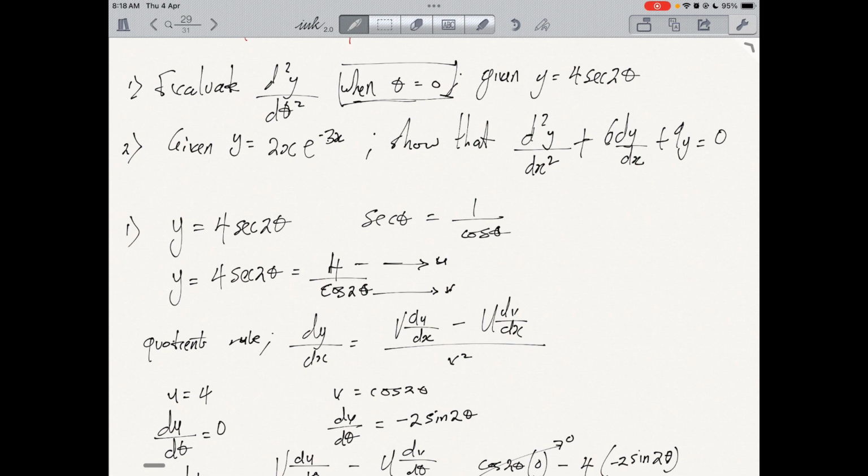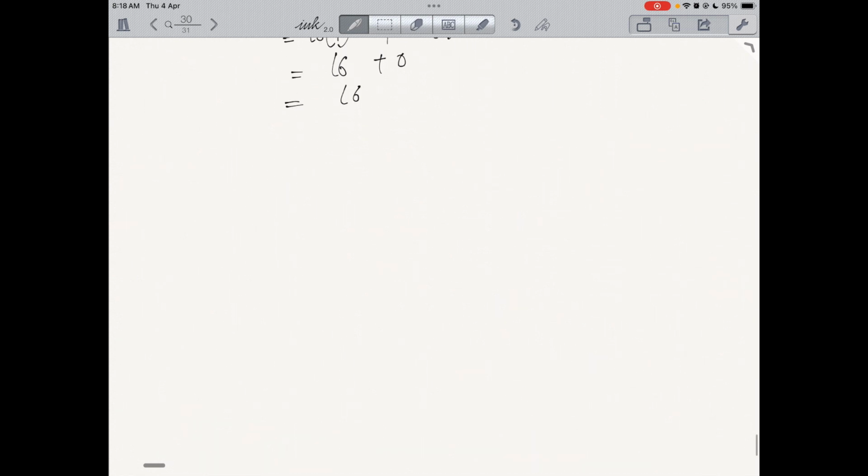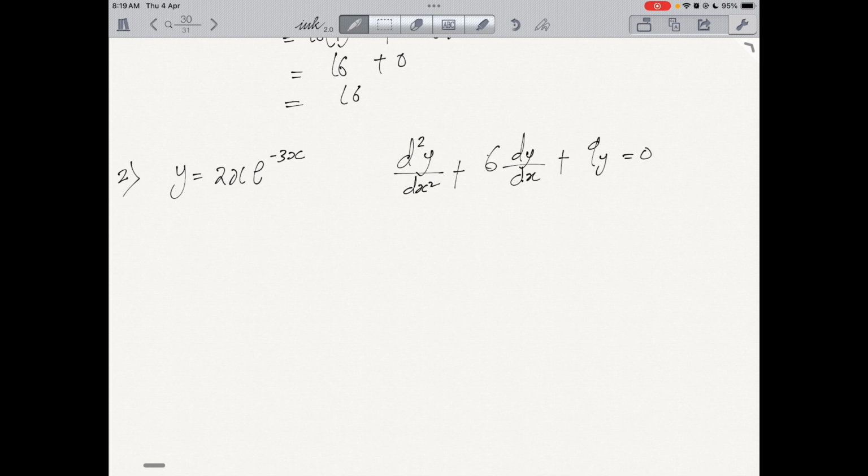Let's take a look at the second question. It says, given y is equal to 2x exponential minus 3x, we are asked to show that d square y dx squared plus 6 dy dx plus 9y is equal to 0.